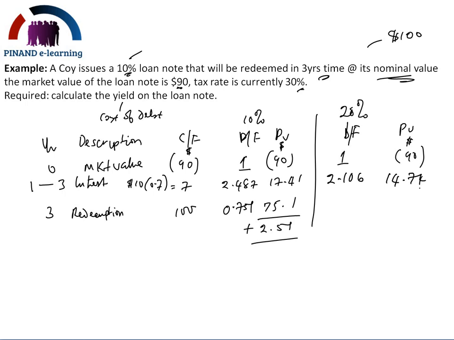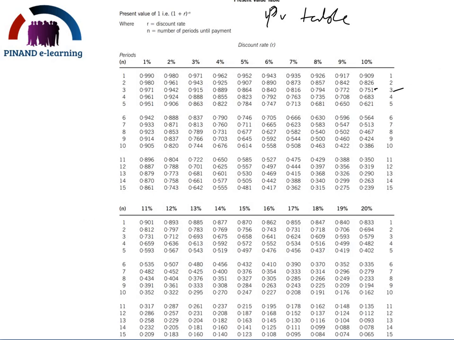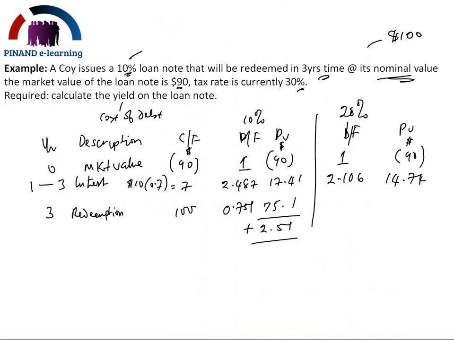Okay. Then I will use present value now to check 20% year 3, 0.579. Multiply this by 100, I'll get 57.9. If I total this, definitely I'm going to get a negative, which is 17.36.